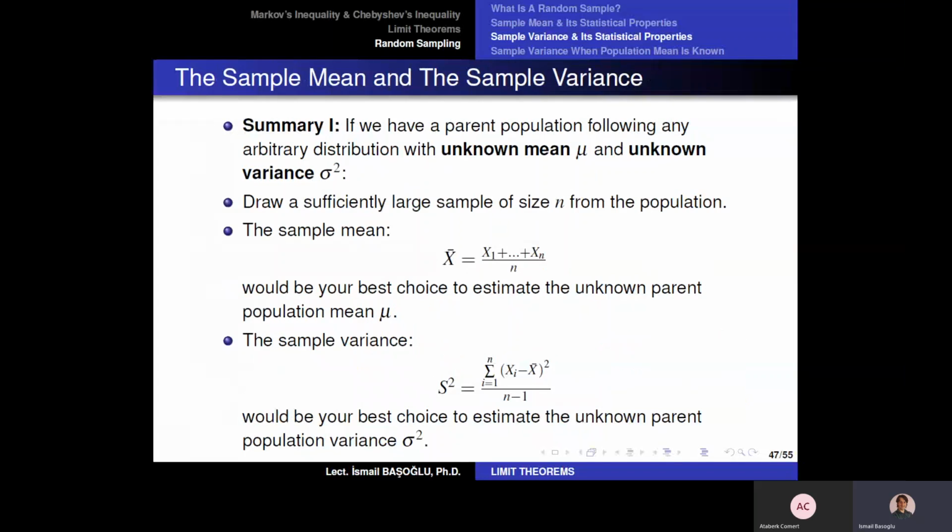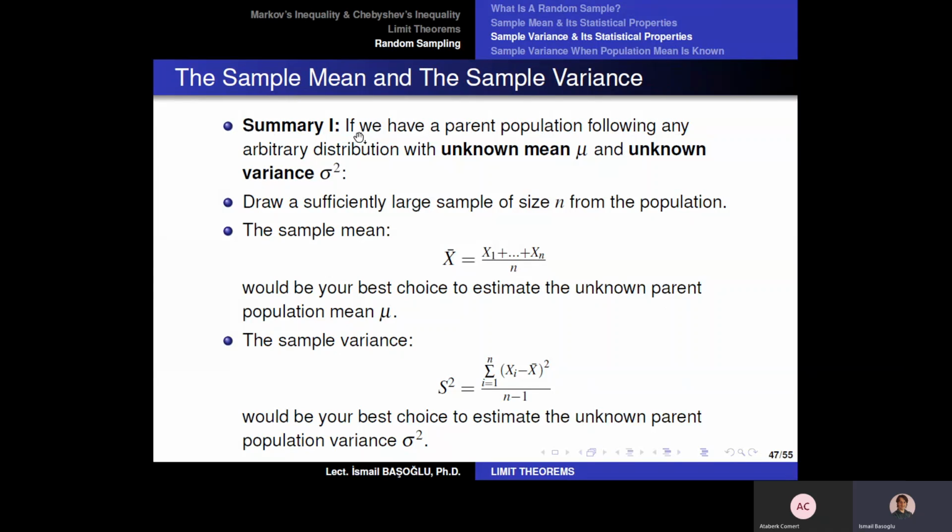We are going to explain how we can use the sample mean and the sample variance to make statistical conclusions about the parent population mean. And we are going to give you a summary about these theoretical proofs.